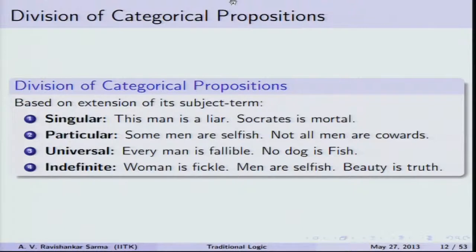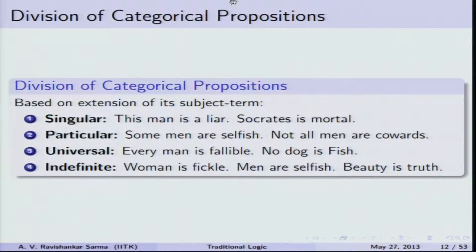Categorical propositions can further be divided into different categories. Singular: if you are referring to a single object, as in "This man is a liar," "Socrates is mortal," or "This doctor doesn't give good medicine," it refers to only one particular object. Particular: "Some men are selfish." Some means at least one, or maybe more, ten, fifteen, thirty people, but at least one person is selfish. Or you can say "Not all men are cowards."